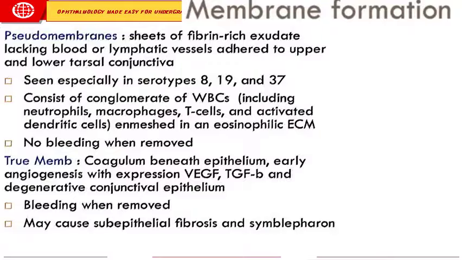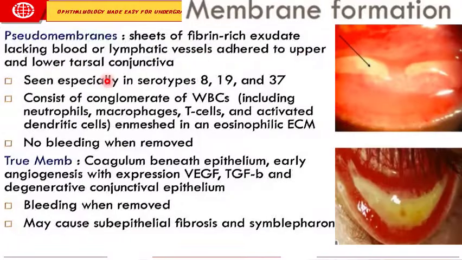Now, as I said, regarding the membranes, we have pseudomembrane formation, which is a sheet of fibrin-rich exudates lacking blood vessels or lymphatic vessels, adherent to the upper or lower tarsus, as you can see here, so that when it is removed by the button tip applicator, there will be no bleeding because there are no vessels or lymphatics. It is purely a fibrin exudate, seen especially in serotypes 8, 19, and 37, and consists of a conglomerate of WBCs and inflammatory cells along with fibrin, with no bleeding when removed.